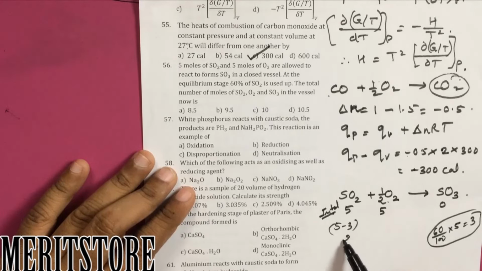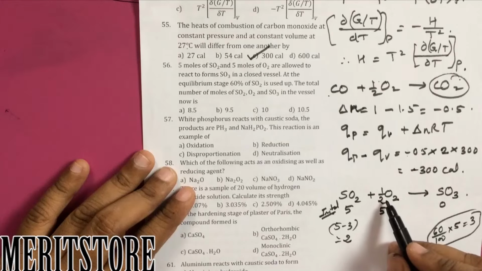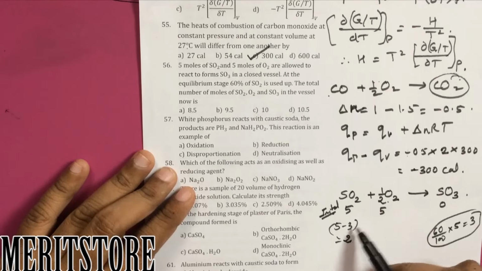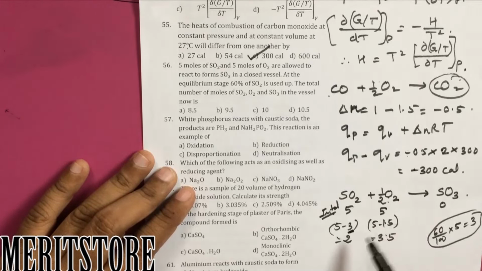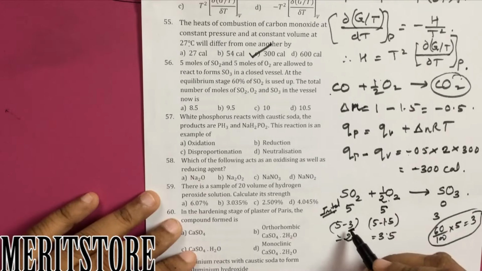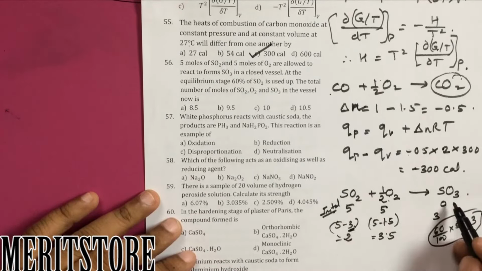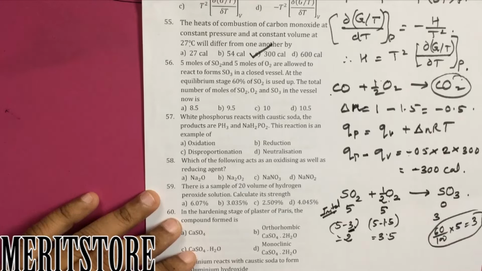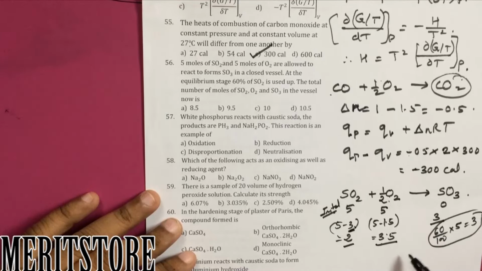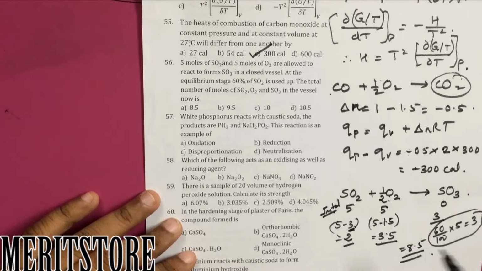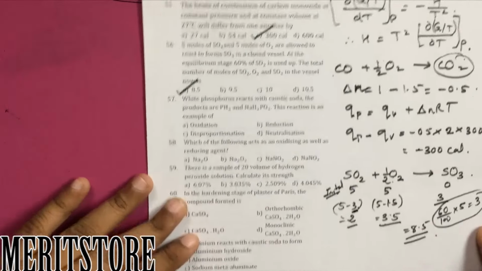So 5 minus 3, that's 2 left behind. Again, half of this will react, because if 3 of this is reacting, then half of the 3, that is 1.5, is going to react. So 5 minus 1.5, the left behind is 3.5. This will give me 3 moles of SO3, because as many moles of SO2 react, I will get the same number of moles of SO3. At equilibrium, therefore, 2 plus 3.5 plus 3 comes out to be 8.5 moles total moles available.